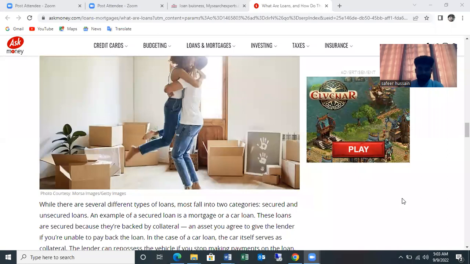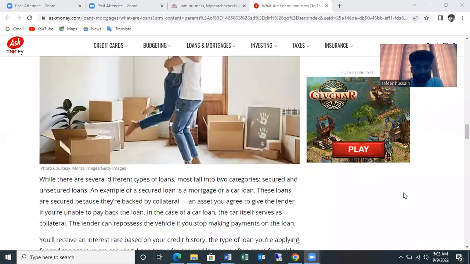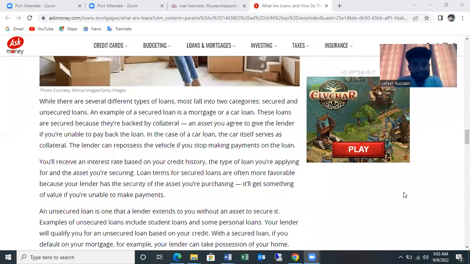Now I'm talking about the different types of loans, where there are several types of loans. Most fall into two categories: secured and unsecured loans. An example of a secured loan is a mortgage or a car loan.